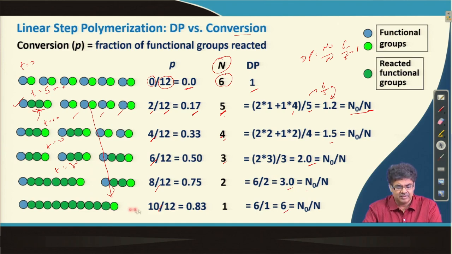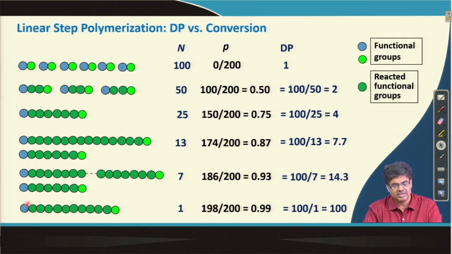So now polymerization is there, and degree of polymerization is there. Okay, now we just increase this data and find out. We understand what is happening. Now we are just making our data larger. So here we are taking N0 equal to 100. Initially no reaction, so conversion is 0, and DP is 1. Then 50 molecules are there, so 50 are reacted. 50 reacted means 100 functional groups are reacted, so conversion is 0.5. Then 25, 13, 7, and 1, whatever.